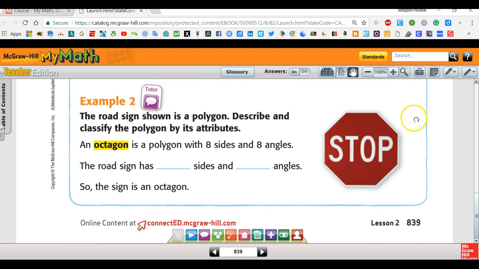Everybody's seen a stop sign, right? The road sign shown is a polygon. Let's see. Does it have straight sides? Yes, it does. Is it all enclosed? Yes. So it is a polygon. An octagon is a polygon with 8 sides. And how many angles? 8. The number of angles will be the same as the number of sides that the polygon has.